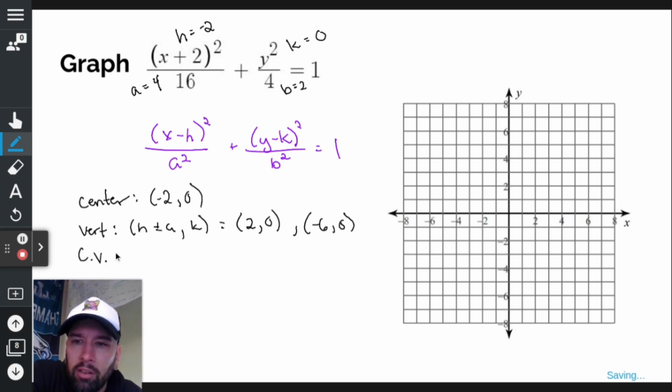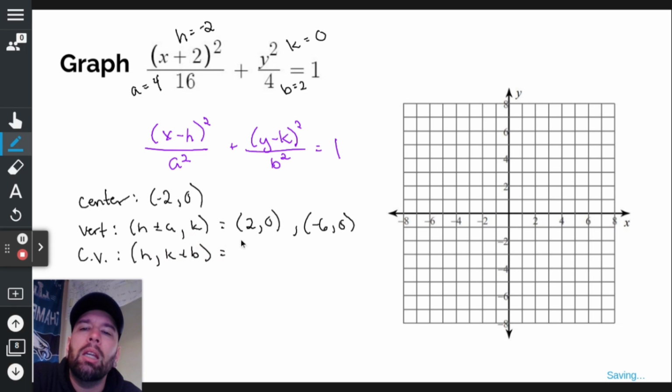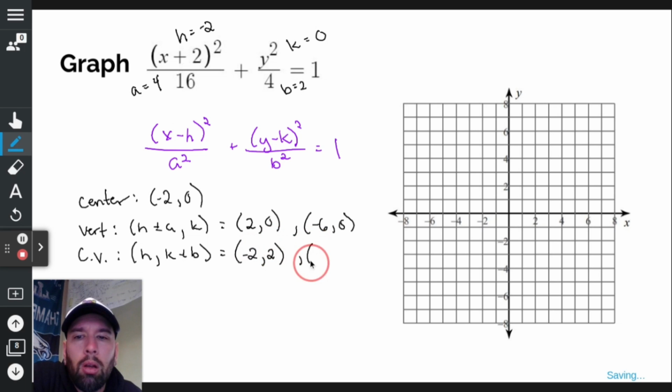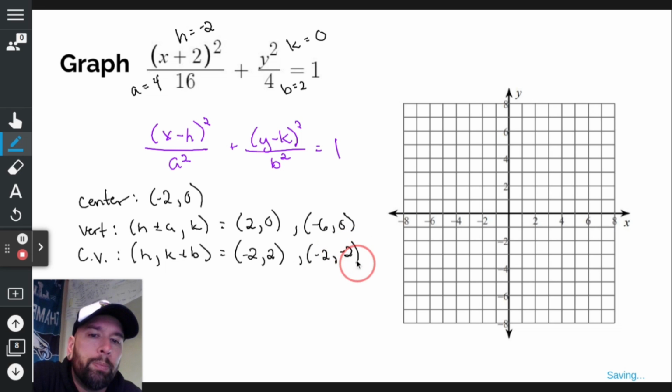My co-vertices, which is where my minor axis is going to be attached to, is going to be h and then k plus or minus b. Okay, h in this case is, where was h? -2. k is 0, k plus 2 is 2, h is negative 2, k minus 2 is negative 2.